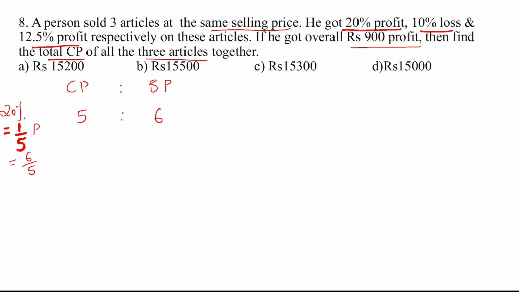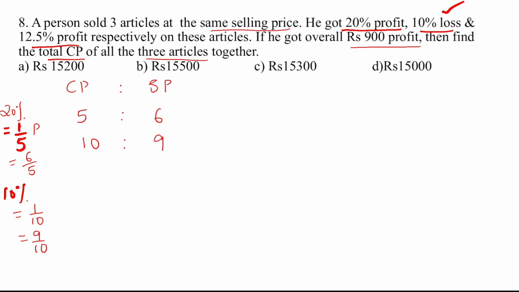Similarly, for the second article he made 10% loss. So 10% loss means it is 1 by 10 in fraction. So that means in 10 parts 1 part loss. So 10 minus 1 is 9 by 10. So if 10 is the cost price, the selling price will be 9 parts.